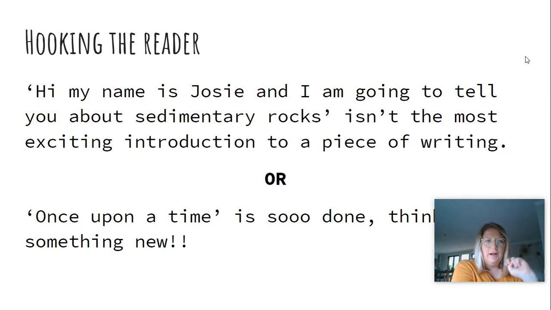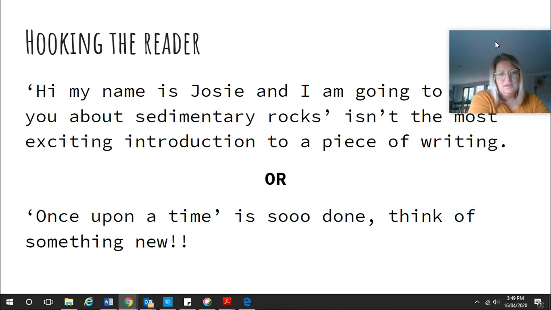So, hooking the reader. "Hi, my name is Josie and I'm going to tell you about sedimentary rocks." Well, that's not the most exciting introduction for a piece, so we need to think about how we can improve that. The other one that we get a lot is "once upon a time," okay? It's so done, so you need to think of something new.